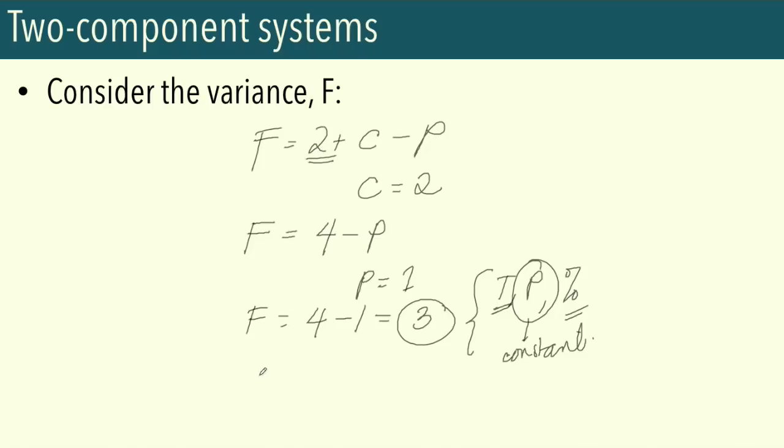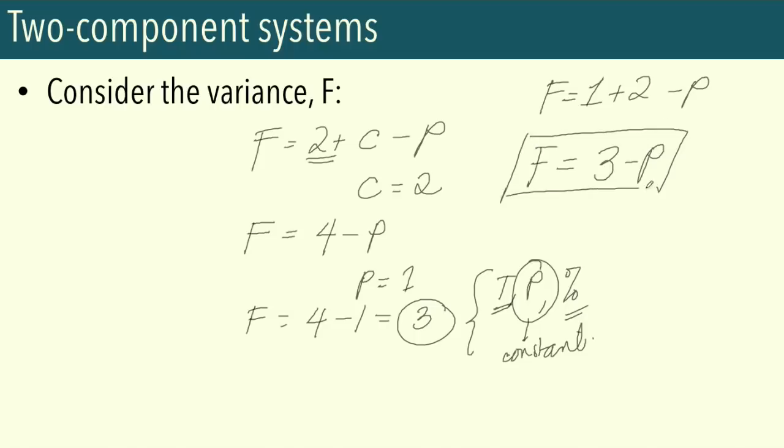here as constant. So our Gibbs phase rule just becomes F is equal to 1 plus 2 for two components minus P. So overall, F is going to be equal to 3 minus P for our two-component system if we hold our pressure constant. So for the most part, we'll be looking at temperature and composition phase diagrams.